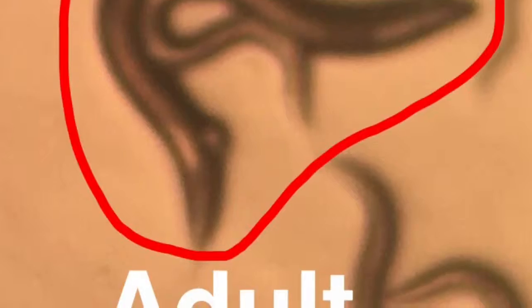Seen here is an L2 worm. Next we have an L3 worm. This is the fourth stage of life. This is an L4 worm. It looks very similar to the adult worm. This is an adult worm, which is the last stage of life.